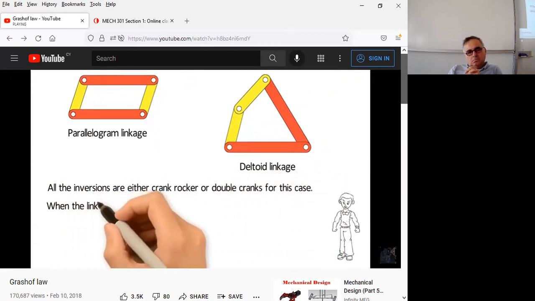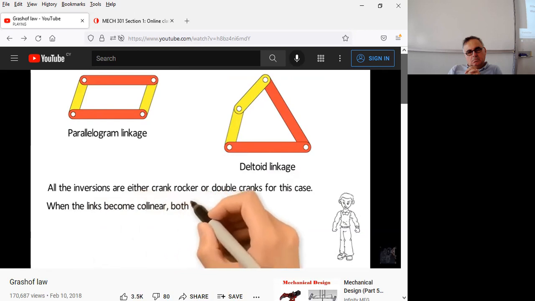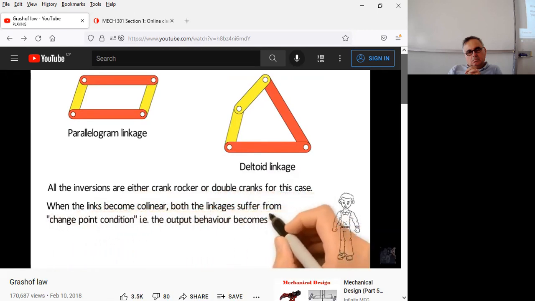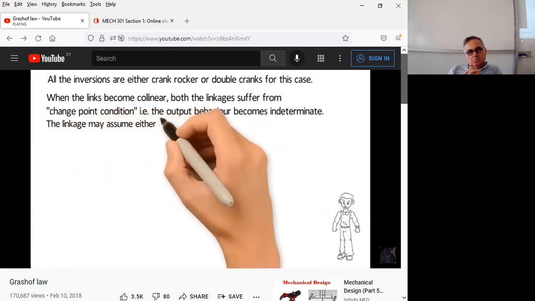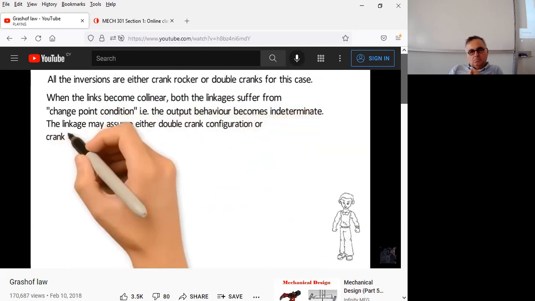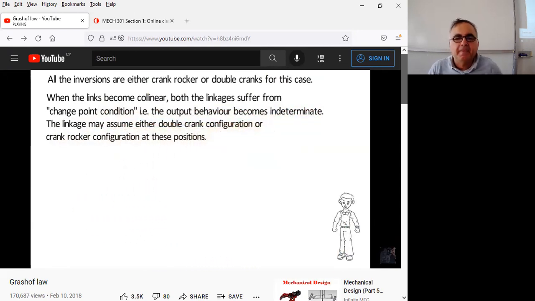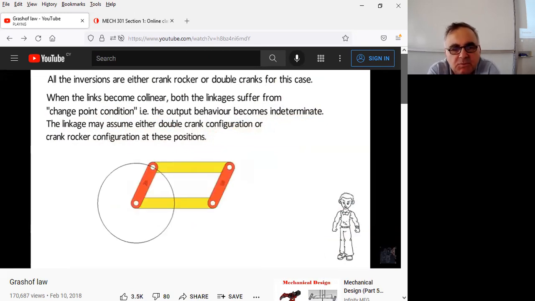When the links become collinear, both the linkages suffer from change point condition, that is, the output behavior becomes indeterminate. This is because the linkage may assume either double crank configuration or crank rocker configuration at each position, which is unpredictable. These parts are not too easy to understand, but with the help of an example, I will try to explain it. Note that link A is the input crank.